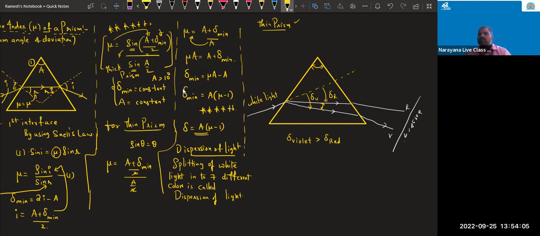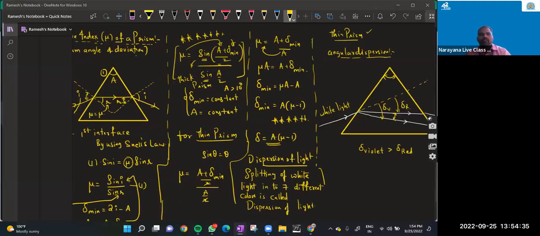Among these 7 colors, which is deviated more? Violet color. Which is least deviated? Red. So the angle between them is called what here? Angular dispersion. So to measure the dispersion quality, we created this parameter. What is the name of that parameter? Tell me. Angular dispersion. This thing you completed on Friday. I completed. Yeah. Pandey did not attend, no?